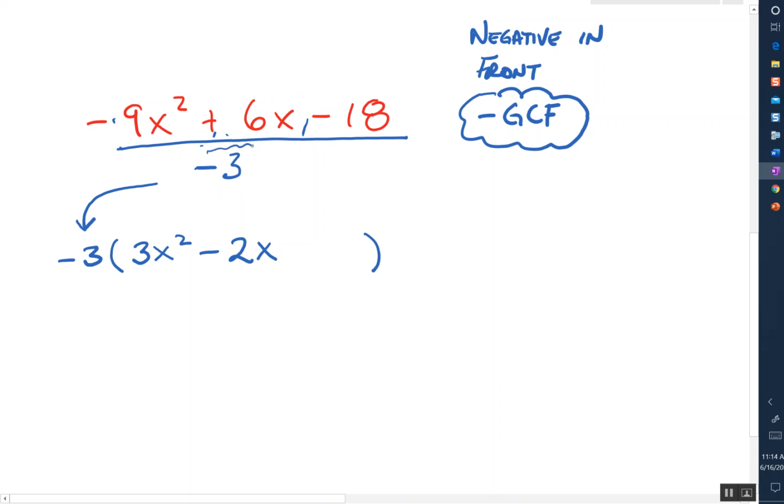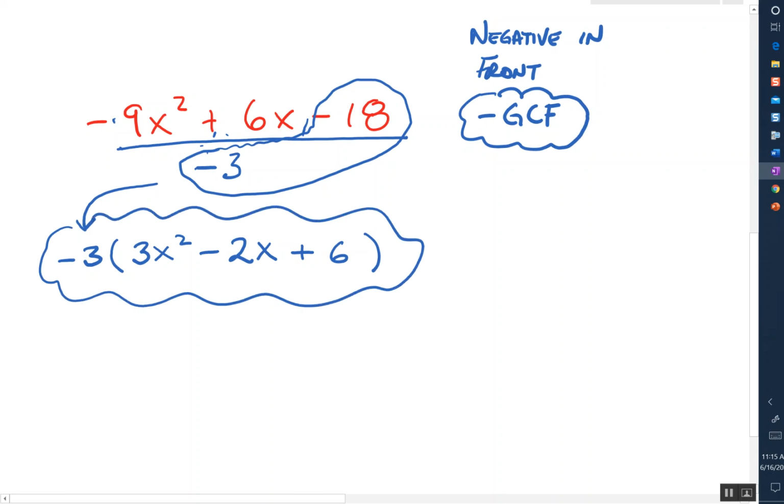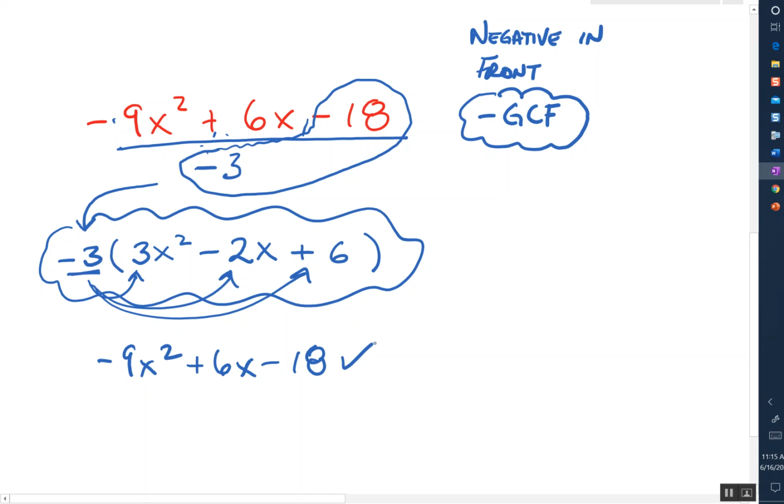So now let's do -3 underneath -18. So -18 divided by -3 is going to be a +6. And that's my final answer right there. Don't leave out the -3 GCF in the front. And to check it, multiply back in with distribution. So -3 times 3 minus 9x squared, +6x, and -18. So it checks.